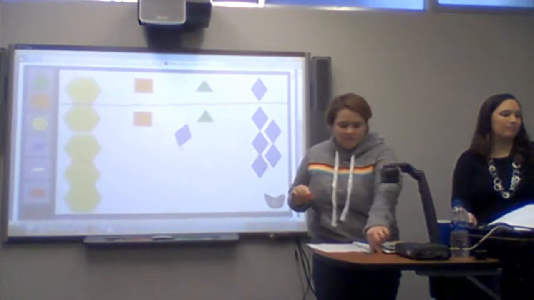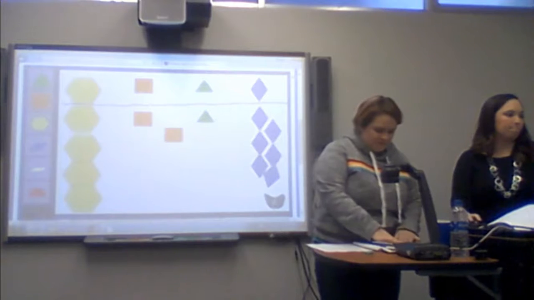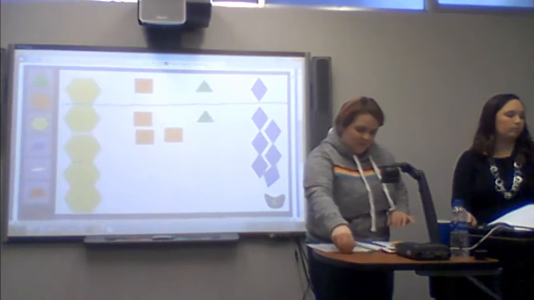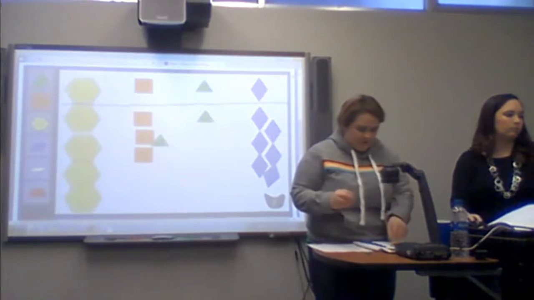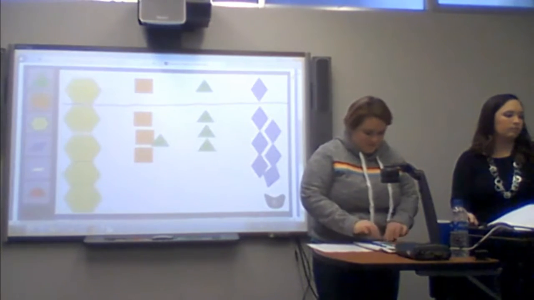And we have 2 more squares. So I'm going to add, so we'll have 3 squares. And then we have 3 more triangles. 1, 2, 3, 4 triangles.